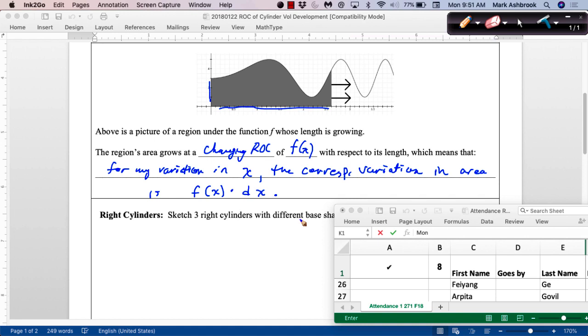Is this true for any variation in x? So here's f of x right here, right? It's that length right there. So if I take a variation of x of, say, this much, is the change in area that I'm going to get going to be f of x times dx? Will that be too small or too big? You see that'll be too small?